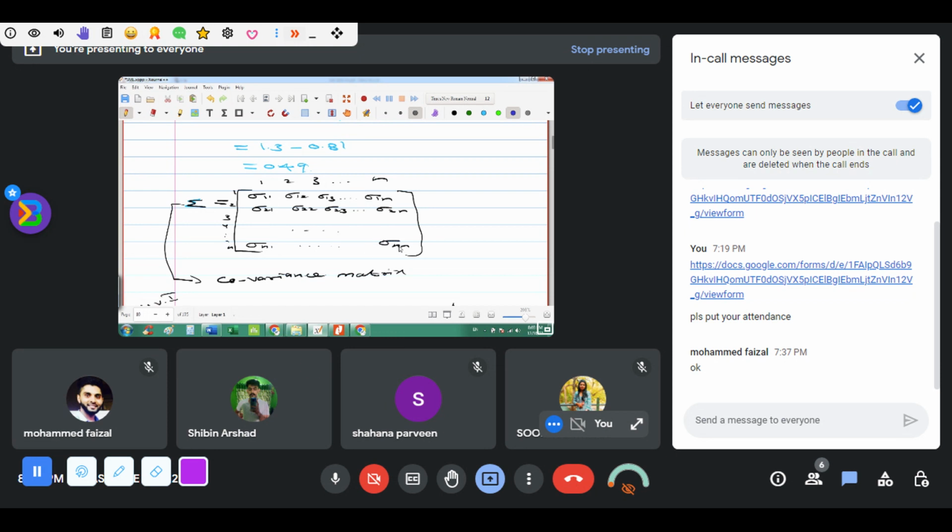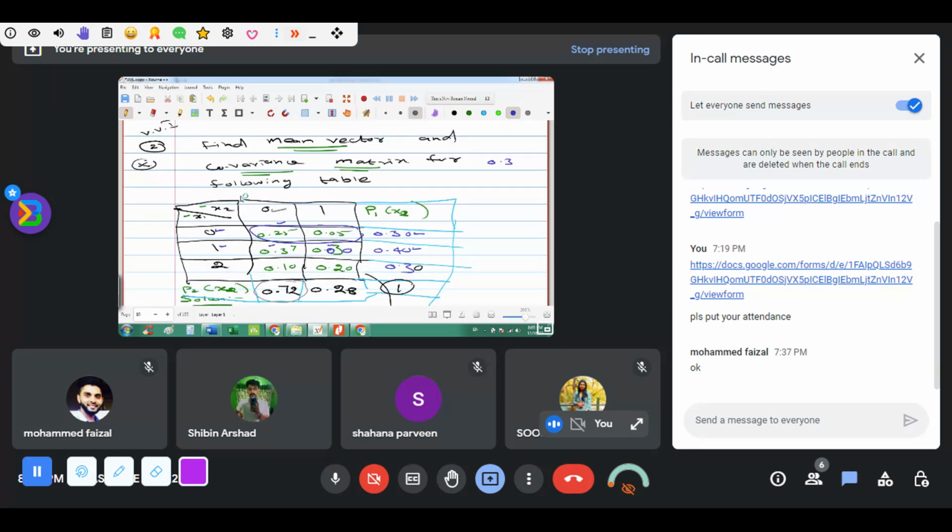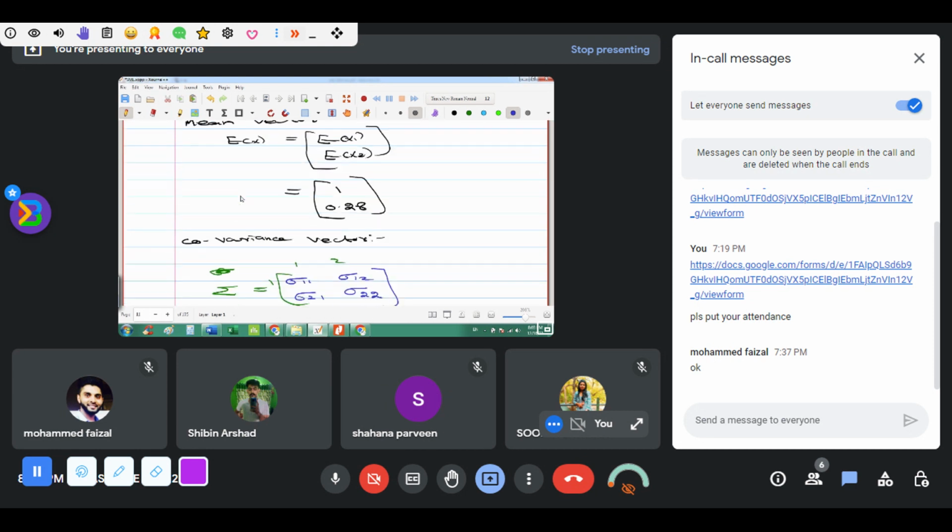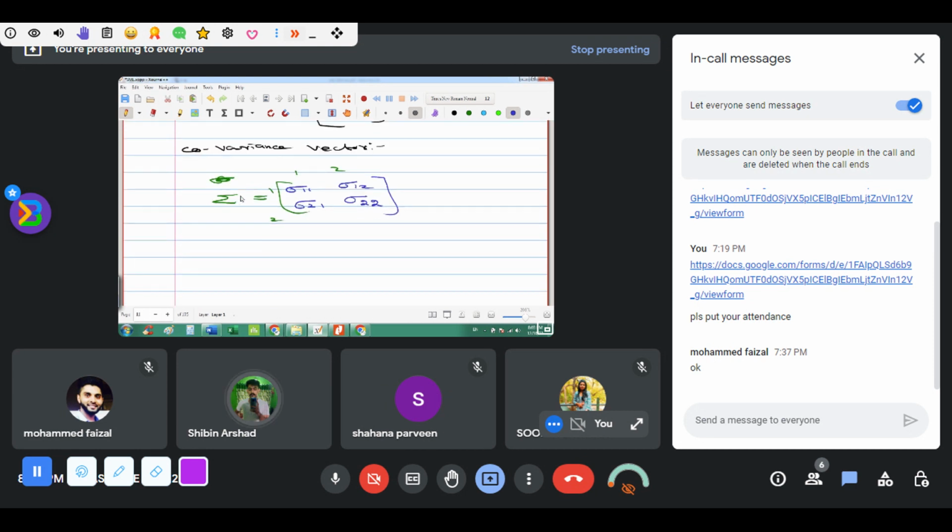Suppose there are 2 variables, then you consider only these 2 parts. Same process, same formula I wrote here. Is it correct? Okay. Only two variables are there in this question, right? Yeah.